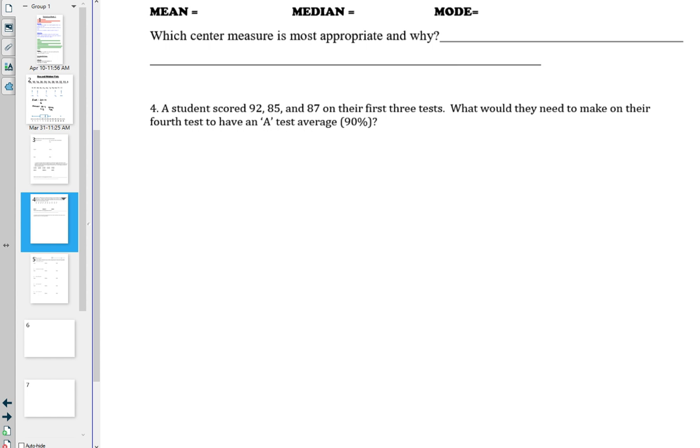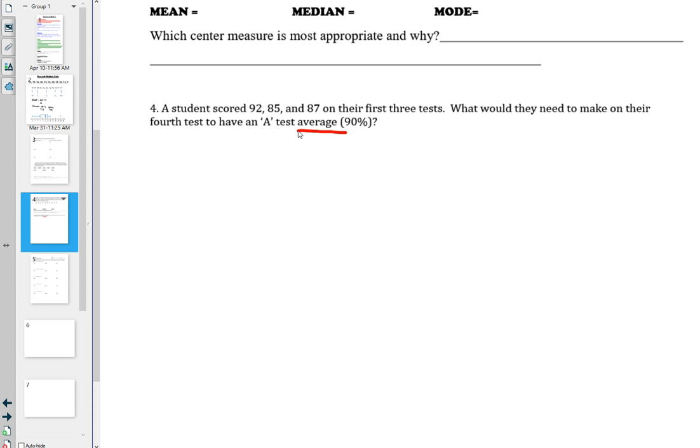A student scored 92, 85, and 87 on the first three tests. What would they need to make on their fourth test in order to have an A average of 90%? Keyword here being average. So what type of problem is this? A mean. How do you calculate mean? Add up numbers and then divide by how many there are, right?